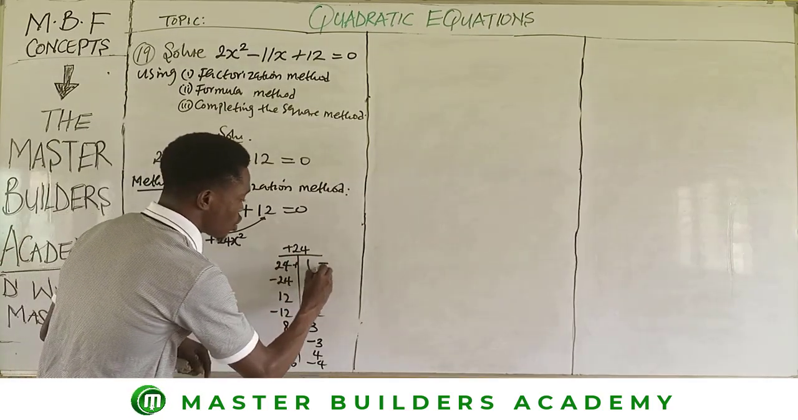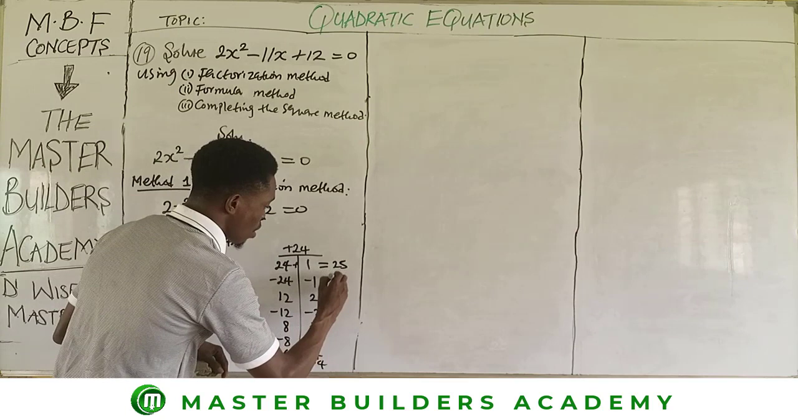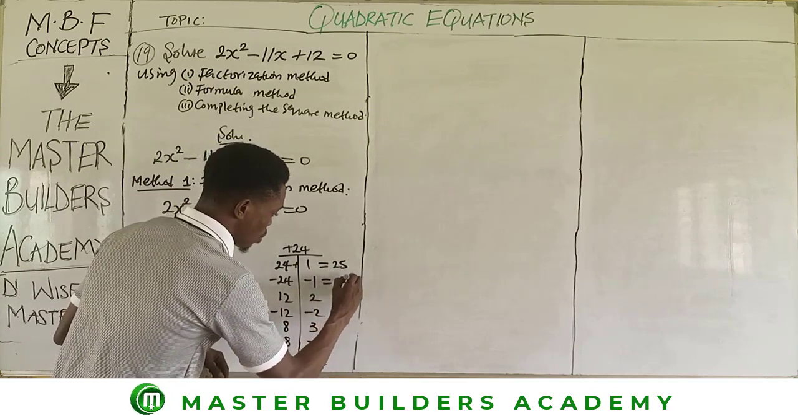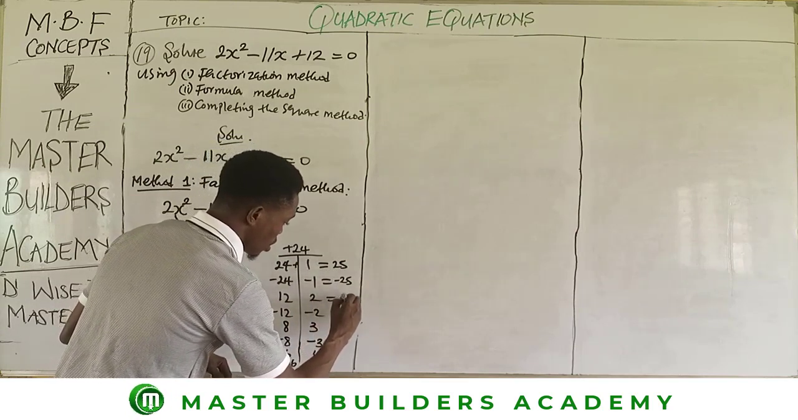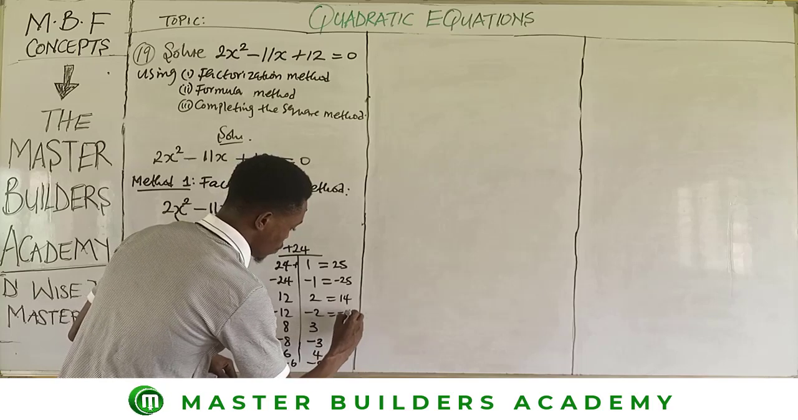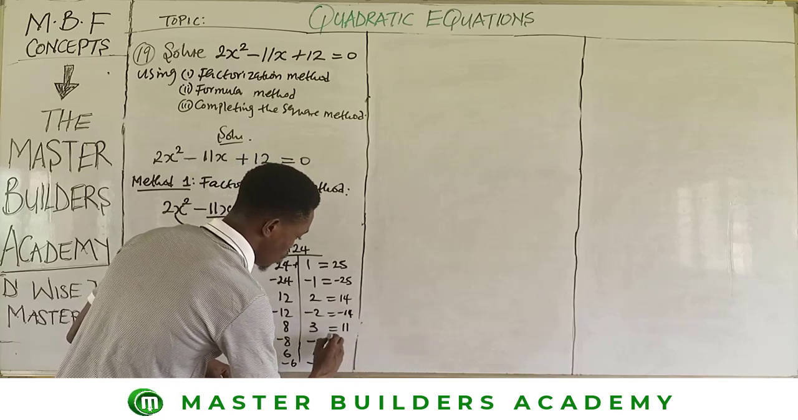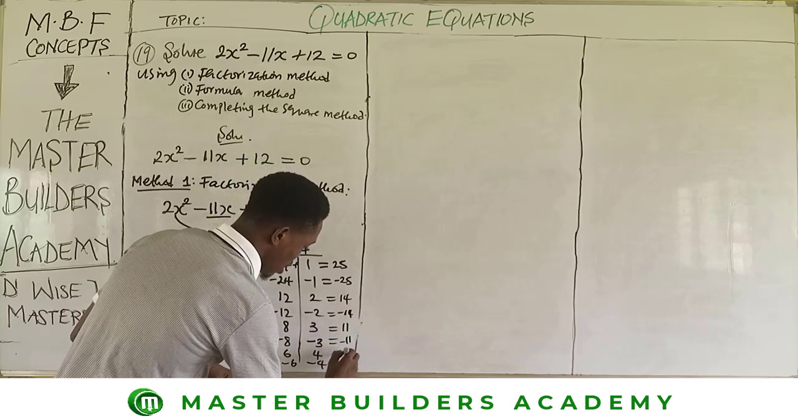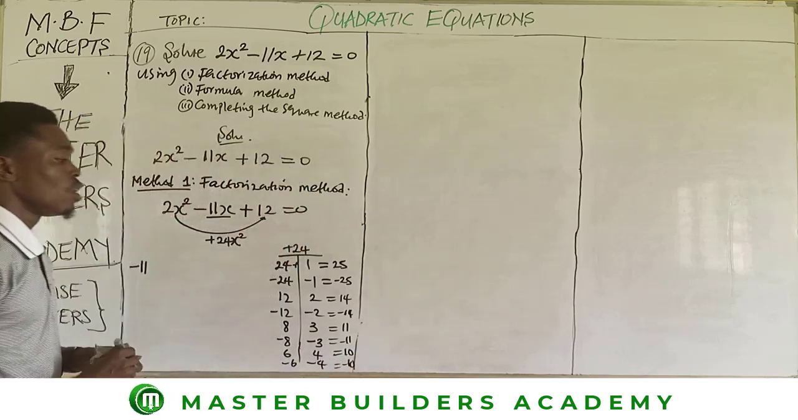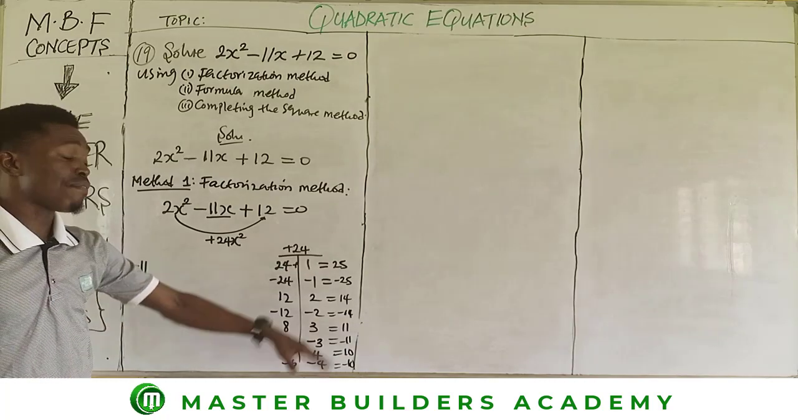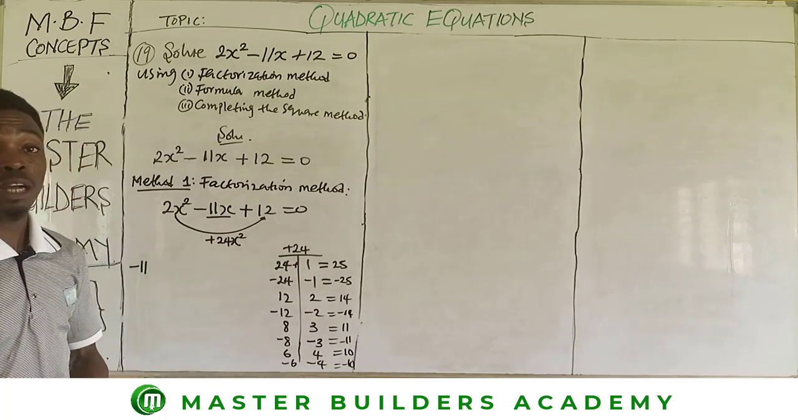So when I add all of these together, this will give us 25, which is plus 25. This will give us minus 25. This will give us plus 14. This will give us minus 14. This will give us positive 11. And this will give us minus 11. This will give us positive 10. And this will give us negative 10. So you see now, all of these are factors of positive 24 when you multiply them out.